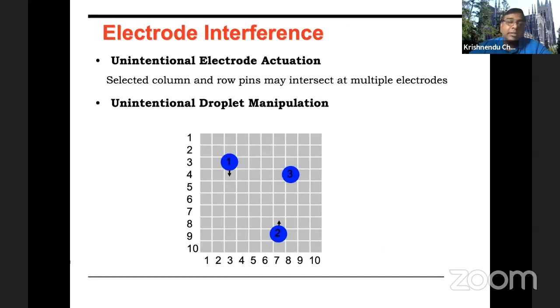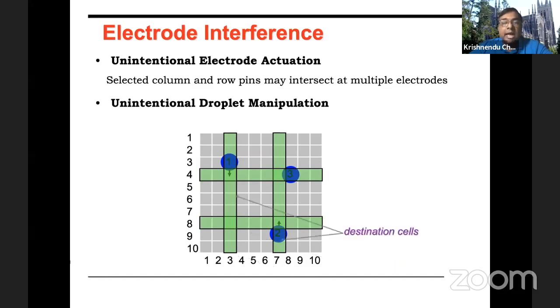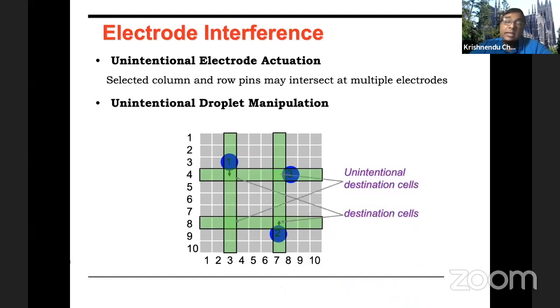So think about this as an array. I have 10 rows and 10 columns. I have 3 droplets on the array, and I want to move 1 and 2 as shown. So to do that, I have to turn on the columns and the rows. The destination rows and columns get turned on, and that would allow the droplets to be moved. But I have unintentional destination cells. When I move 1 and 2, I also move 3.